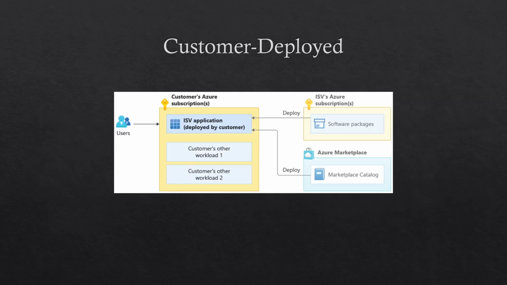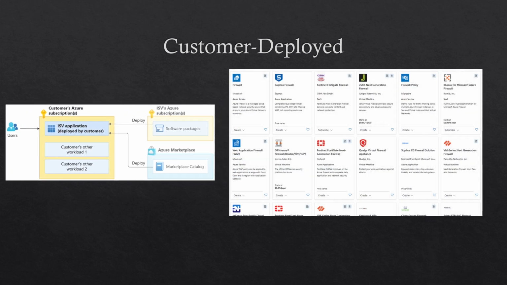In the second model, the customer deployed model, the customer is deploying the resources in their subscription, paying for the Azure resources in use directly, and then generally paying an application use fee to enable the deployed resources. For example, most third-party Azure firewalls, such as those from companies like Sophos, Qualys, or Fortinet, follow this model. They are virtual appliances, virtual machines running in the customer's environments.